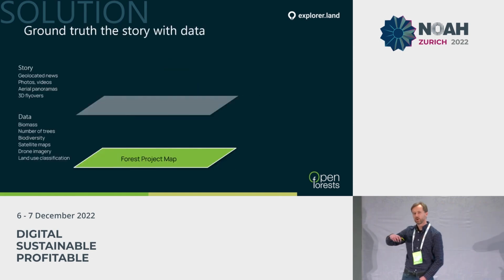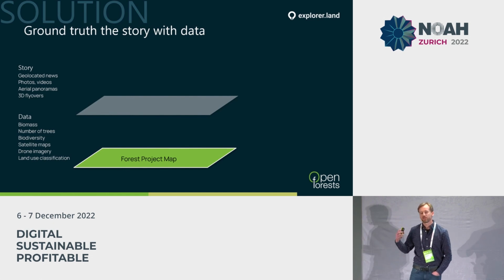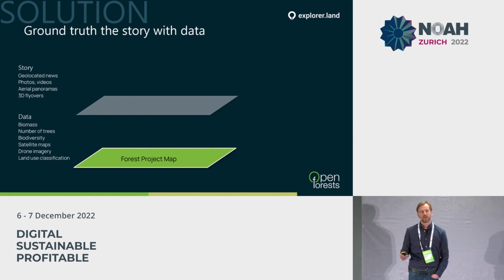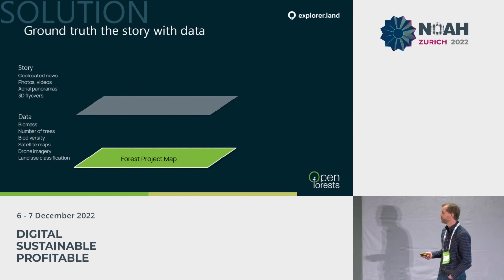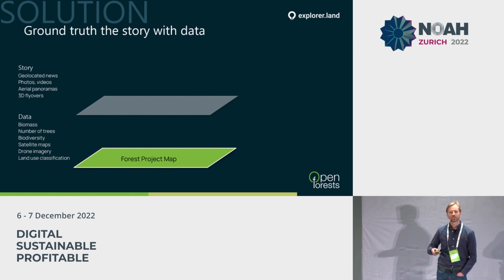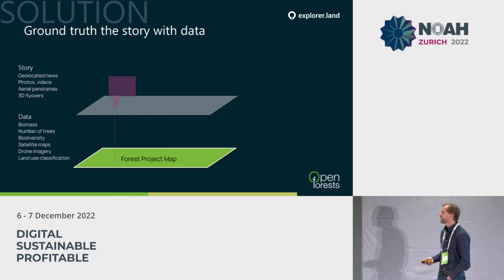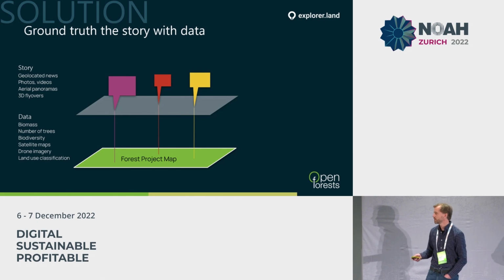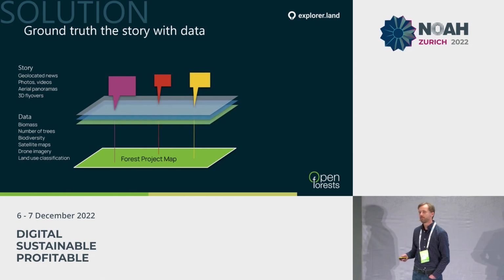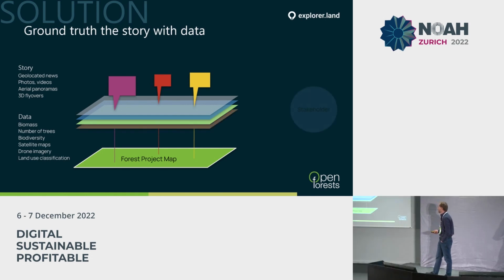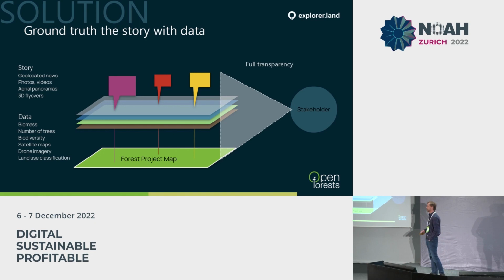But how to get this all together? So how to make projects transparent, likewise diverse in communication, and comprehensive in terms of tracking them. And we think that a map is a very nice canvas, like a storytelling canvas, that on the one side can connect the stories, so the emotional parts, the inspiration, with data. So it basically ground truths the story in space and time. And this has the potential to create this kind of full transparency.